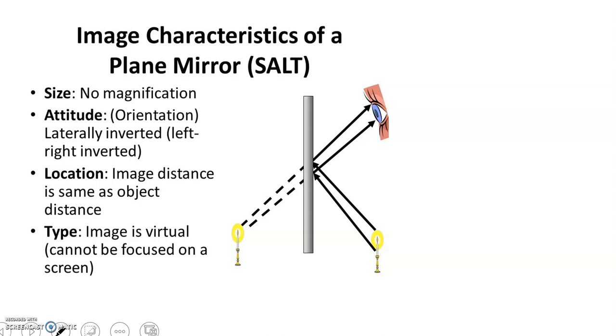Now, what type of image is formed? The image is formed on which side of the mirror? It's formed on the opposite side of the mirror. That is, it's formed inside the mirror. Those types of images are called virtual images. It's not formed in front of the mirror. It's formed inside the mirror. Those types of images are called virtual images because it's not real.